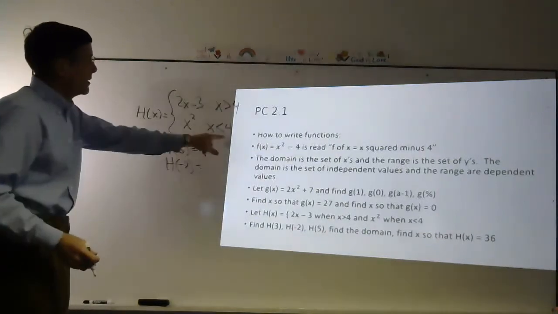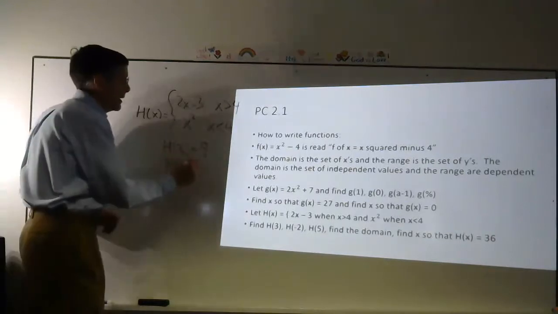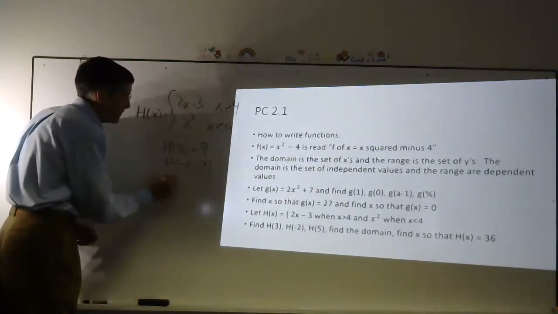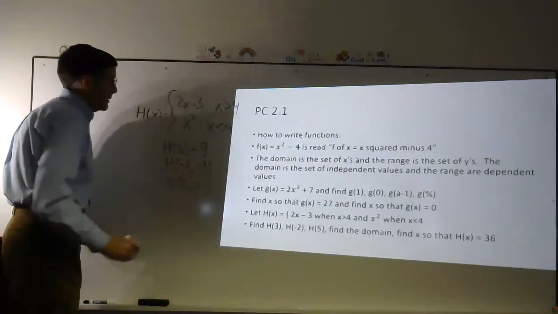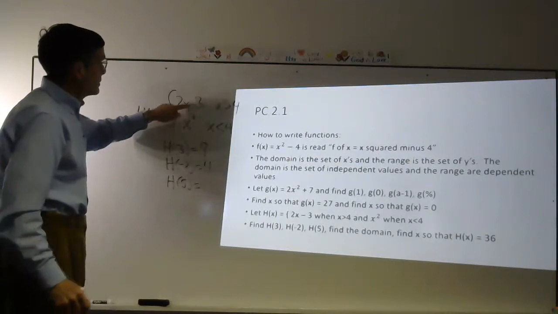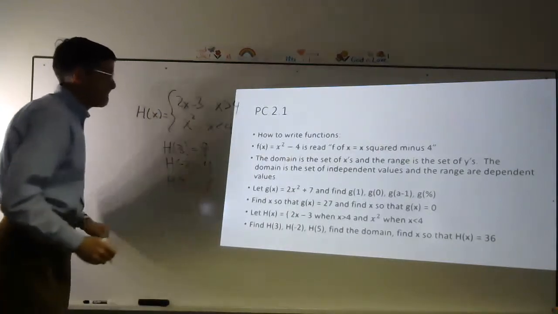How about h of negative 2? Negative 2 is once again smaller than 4, so you square negative 2, it's just 4. h of 5. 5 is bigger than 4. I have to put 5 up in here. 10 minus 3 is 7.